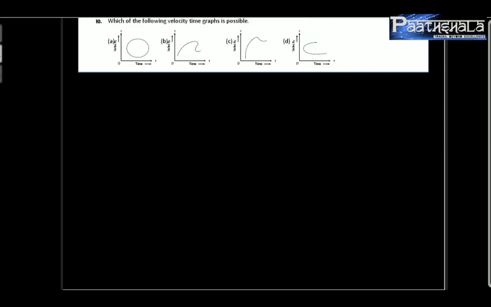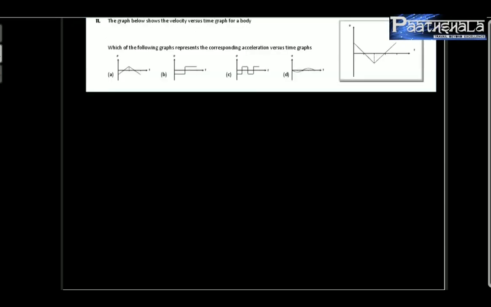Which of the following velocity time graphs is not possible? Velocity versus time is what they are asking. At the same time a particle cannot have two velocities. This we know. So this graph and this graph are discarded. This is possible. This graph is discarded because, look here, at the same time the particle is having two velocities, three in fact, according to the graph.